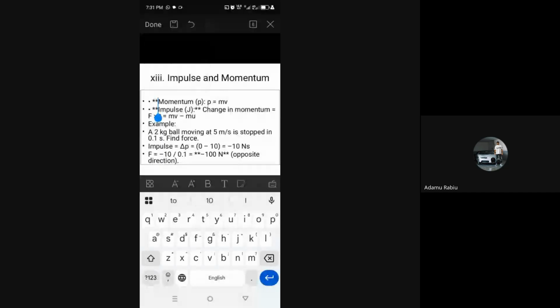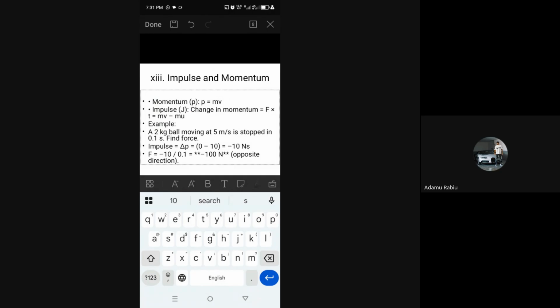I want us to write that down so that when we start going now, everybody will follow why whatever we are writing is the way it is. So momentum P is equal to mv, that is mass times velocity, okay? Mass times velocity, that's the formula for momentum. Impulse is change in momentum, all right?